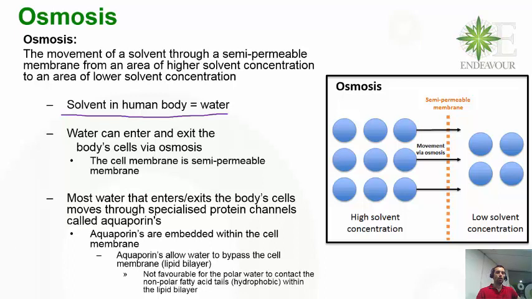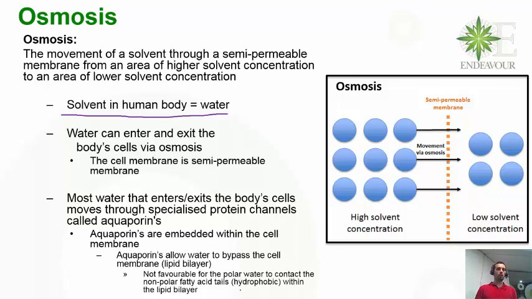There are also other ways that water can move in and out of our cells, and one of those is moving through specialized protein channels within the cell membrane. These are called aquaporins. This allows water to move more quickly in and out of the cell, and the water does this to make sure it doesn't have to come into contact with the cell membrane, which is not favorable for the water because it's very non-polar and what we call hydrophobic.